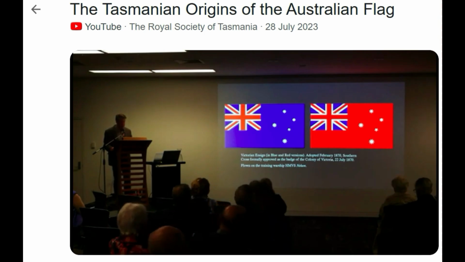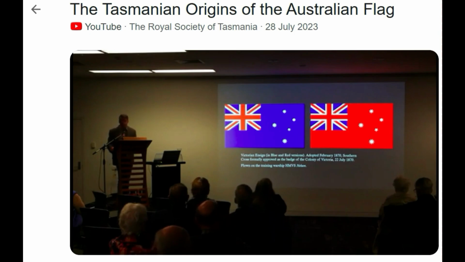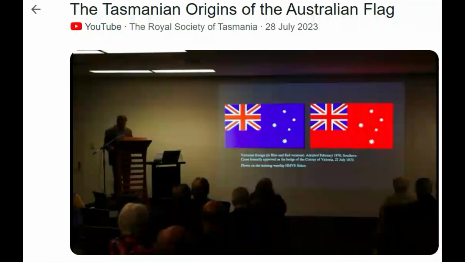For those of you who don't know, the red version was always the people's flag, the one for the mercantile marine. The blue version was flown on warships. That's kind of changed a bit recently. So the imperial crown above the Southern Cross was added in 1877, which you see now on the Victorian flag, although the Victorian red ensign without the crown was used on commercial shipping right up until Federation.